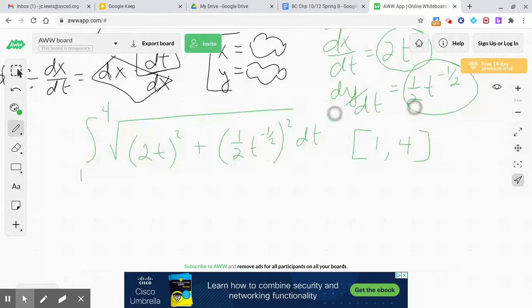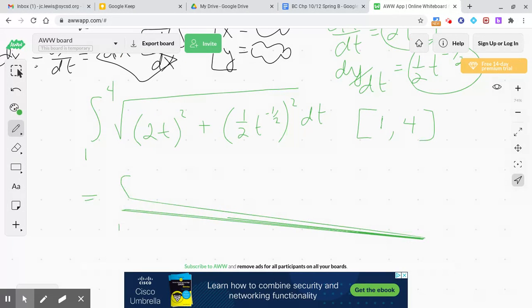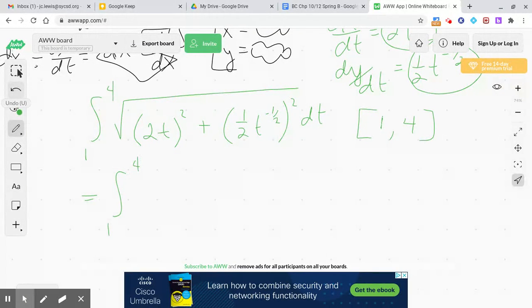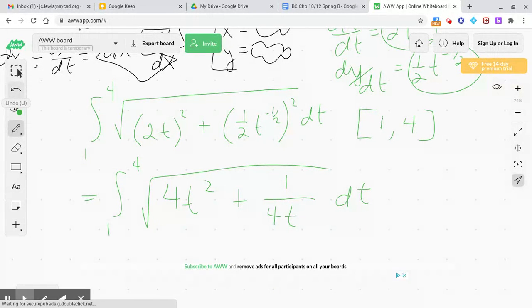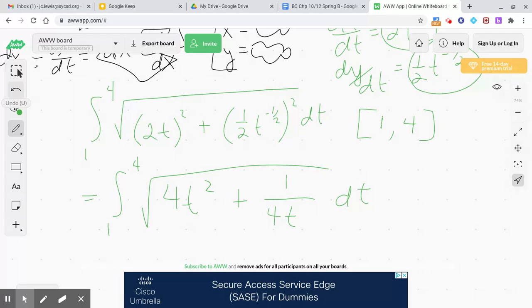You could simplify that if you wanted to. You could make that the integral from 1 to 4 of the square root of 4t squared plus, I could rewrite that as, how about 1 over 4t, dt. I'm not going to be able to go much further than that by hand, but now you have an integral that you could probably pick out of a multiple choice lineup or put into your calculator from time equals 1 to time equals 4 to find the arc length of the parametric curve between those two time values.